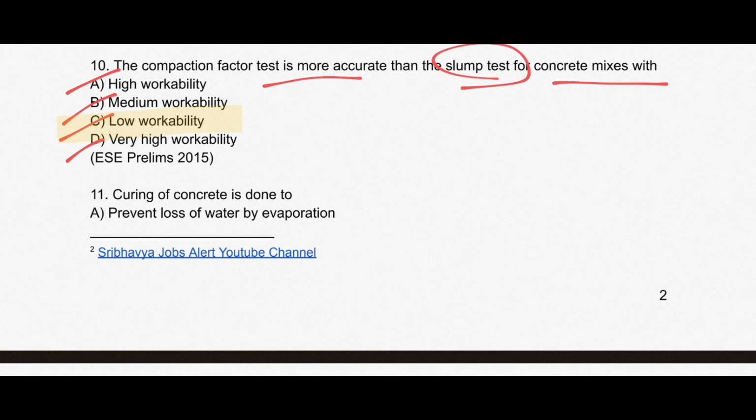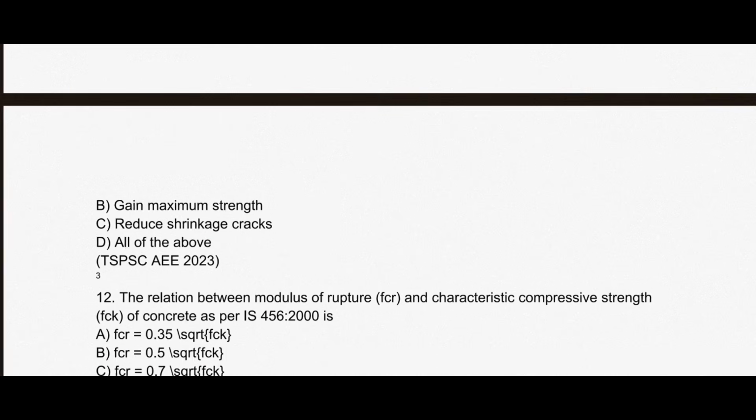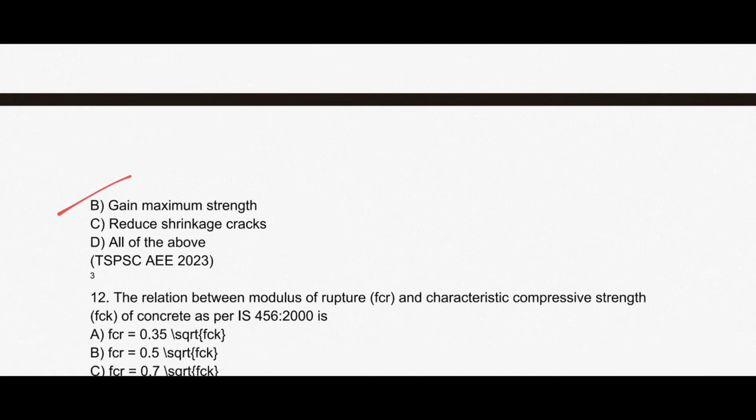11th question. Curing of the concrete is done. Option A, prevent loss of water by evaporation. Option B, gain maximum strength. Option C, reduce shrinkage. And option D, all of the above. So the answer is option D, all of the above.